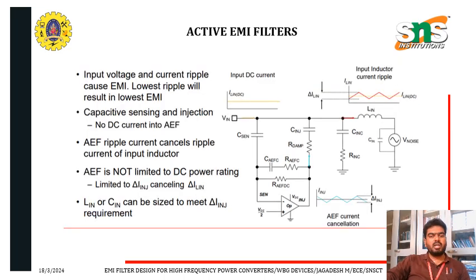Input voltage and current ripple causes EMI. Lowest ripple will result in lowest EMI. Capacitive sensing and injection, so no DC current into the AEF. The AEF ripple current cancels the ripple current of the input inductor. AEF is not limited by DC power rating, only limited to delta IINJ cancelling delta ILIN. So LIN or CIN can be sized to meet the delta IINJ requirement.